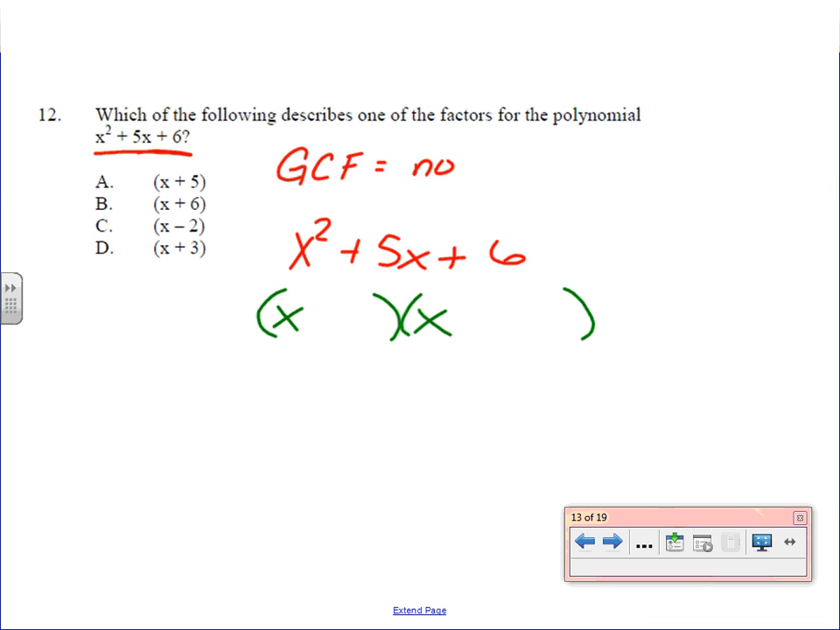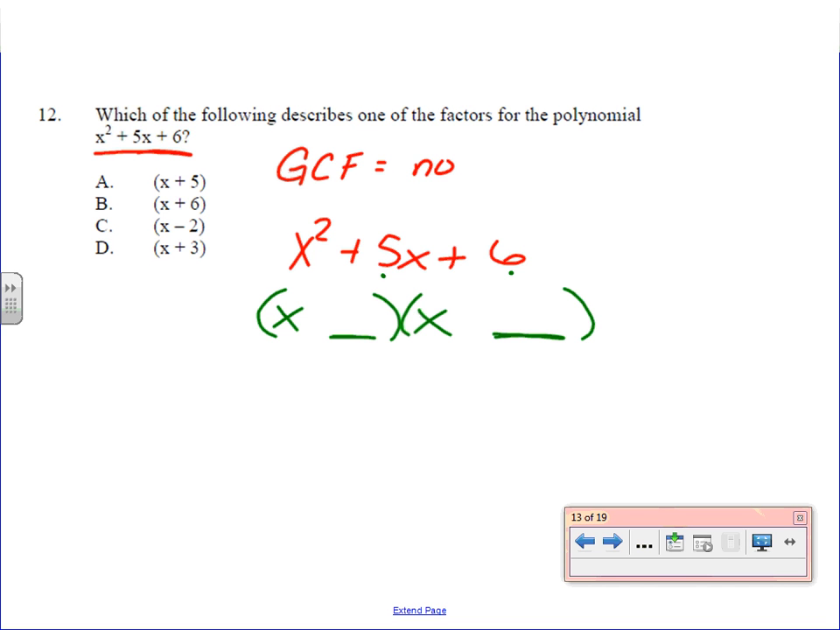Here's the tricky part: figuring out what 2 numbers are going to go in here. Here's what we did to find those 2 numbers. We said we were going to come out to the side and do a little scratch work. The 2 numbers that I'm looking for, when I multiply them, should give me the 6. But when I add those 2 numbers together, they should give me a 5.